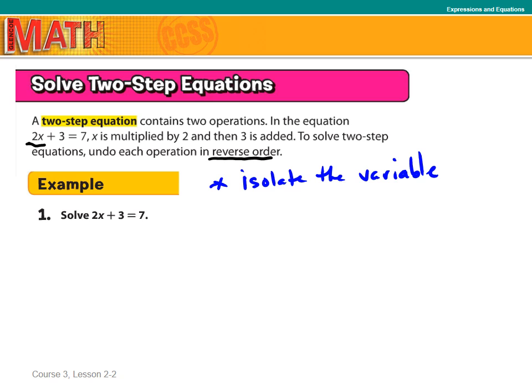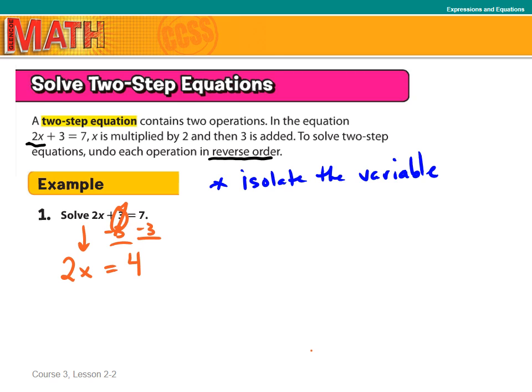So the first thing we need to do is get rid of the plus 3. The way I get rid of the plus 3 is I do the opposite of adding, which is subtracting. So I'm going to subtract 3 from both sides. So the 2x remains the same. A positive 3 minus 3 becomes 0. That's going to equal 7 minus 3. 7 minus 3 is 4.